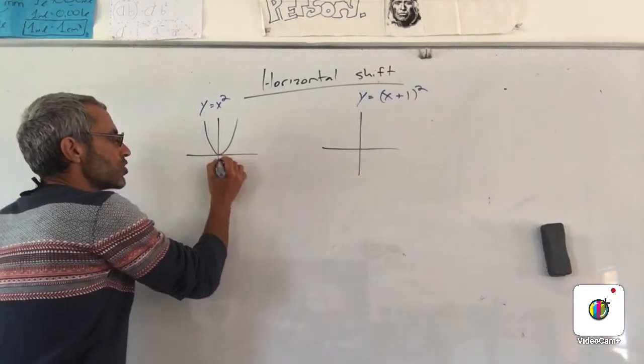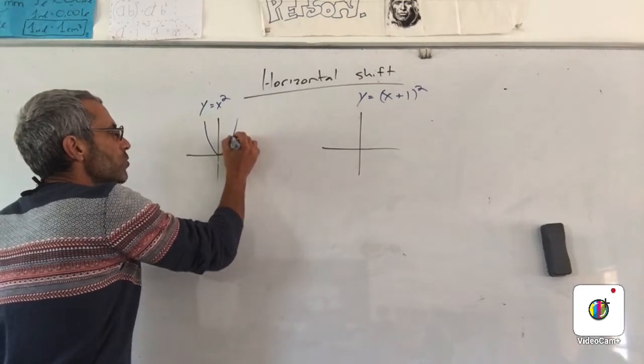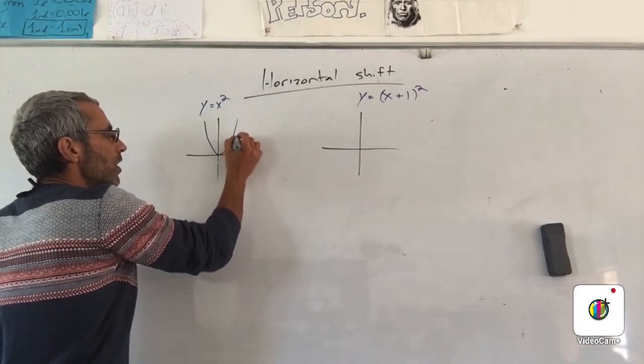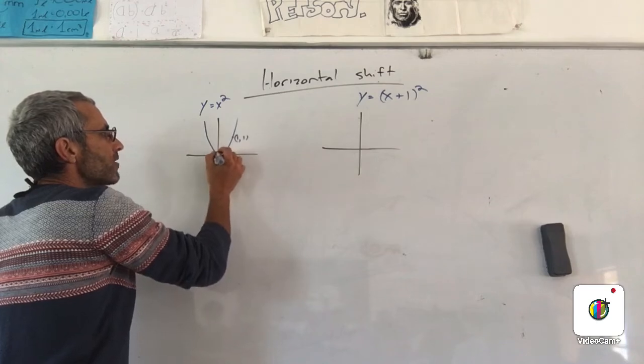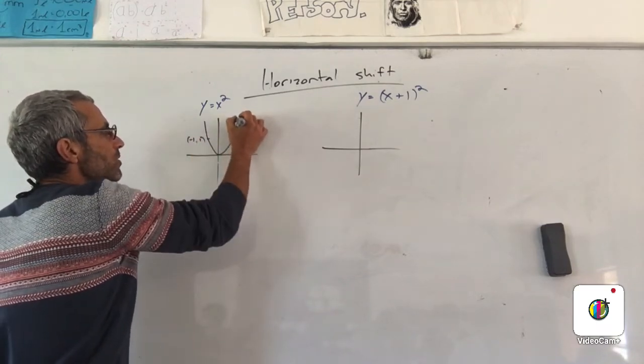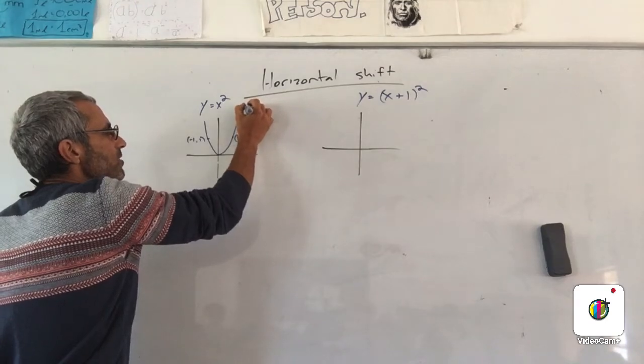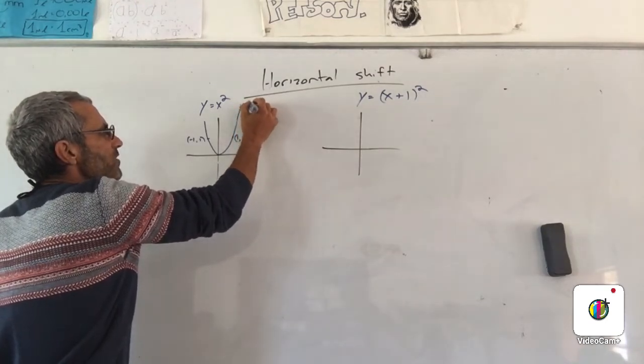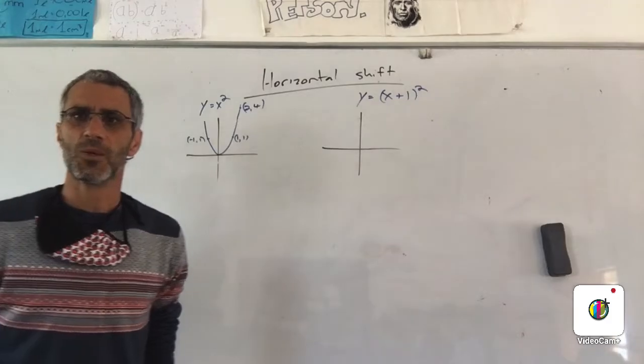It goes to the origin, 0, 0. When x is 1, y is also 1, so I'll write down 1, 1. And also minus 1, 1. And when x is 2, here, the answer, y, is 4. We always square this.